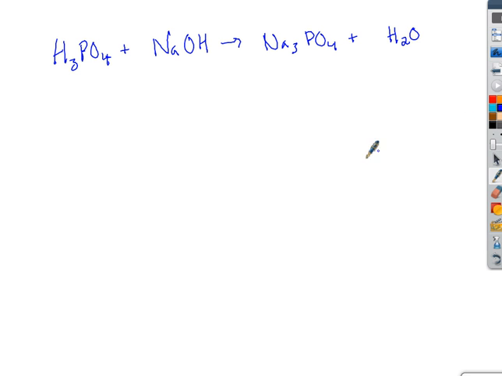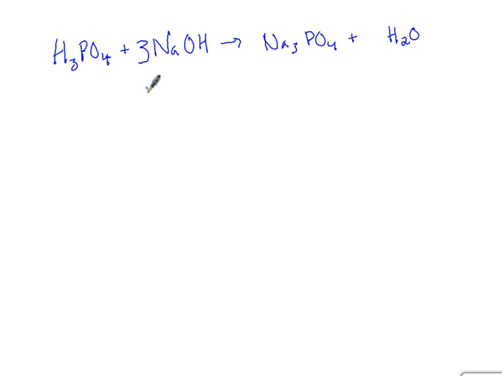All right, so here we have a reaction of phosphoric acid plus sodium hydroxide, and it produces sodium phosphate plus water. This is an acid-base neutralization. So again, first step to all these problems is you have to balance the chemical equation. Balance it with a 3 here and a 3 here. Once that's written, we know everything is balanced out.